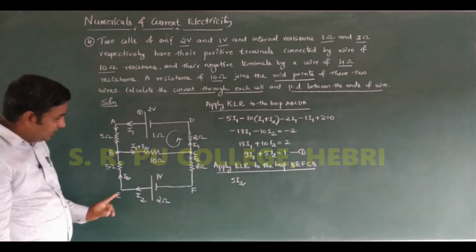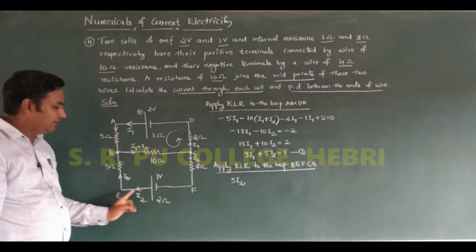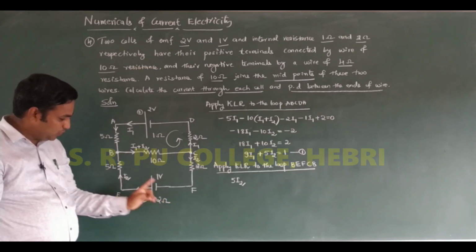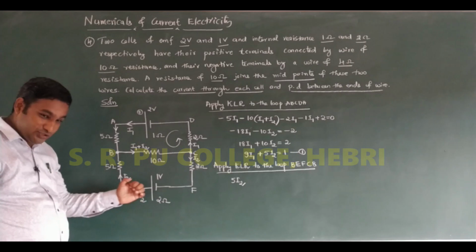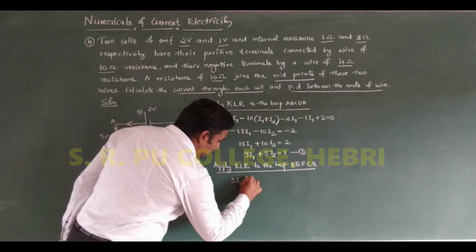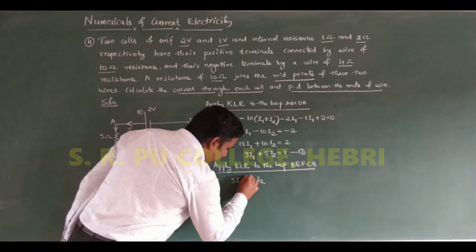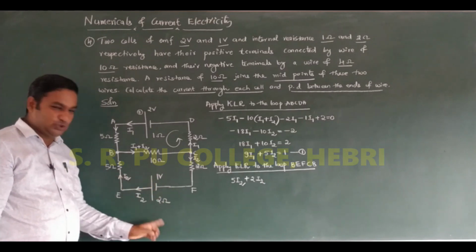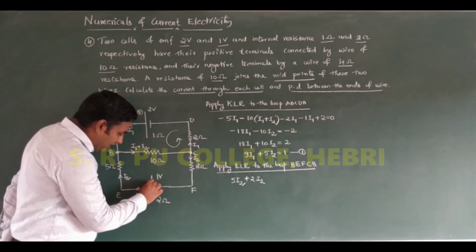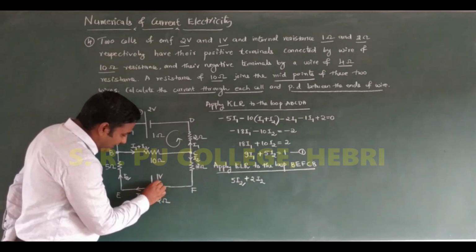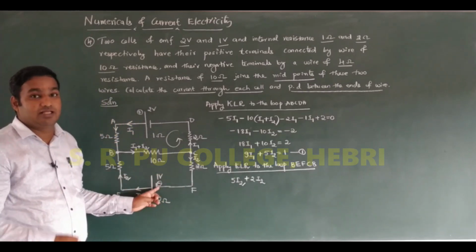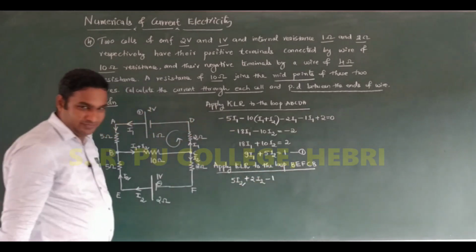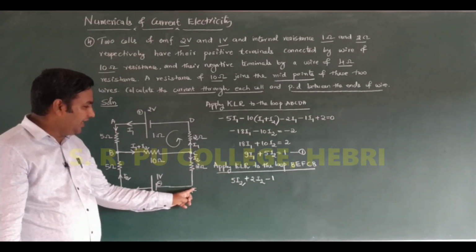Plus 5I2. Next my path is E to F. Here the resistance is 2 ohm, the internal resistance. I2 is opposite my path, so you have to take plus again: 2I2. I'm moving from E to F, and in between E and F a cell is also there. The starting terminal is positive and the end terminal is negative. You have to think about the second terminal, the end terminal, which is negative. That's why it becomes minus 1 volt. Again you have to move from F to C.